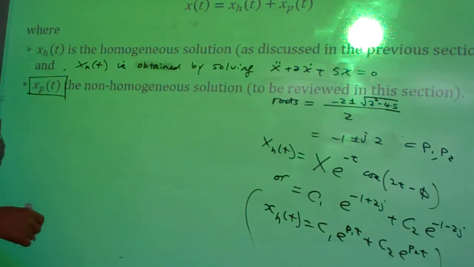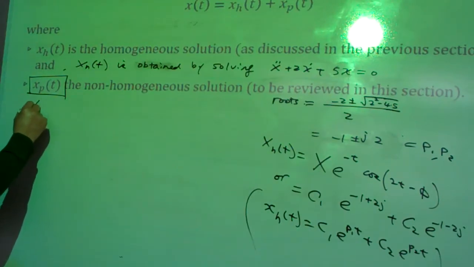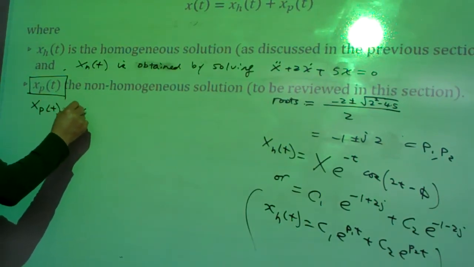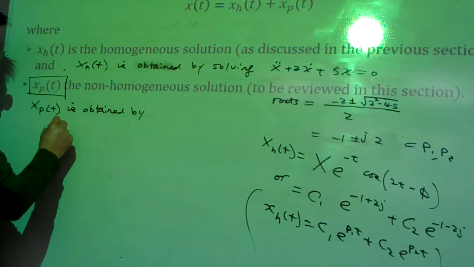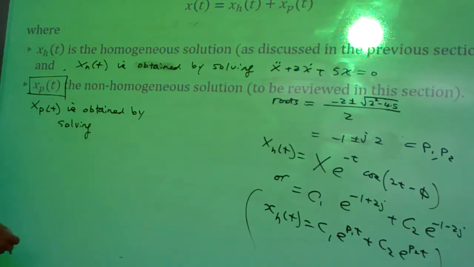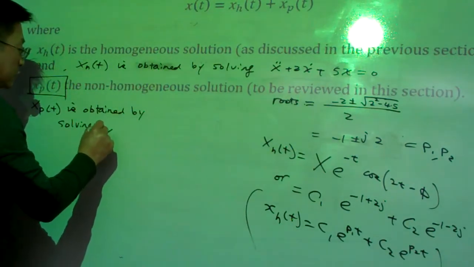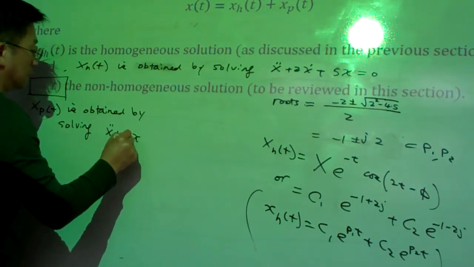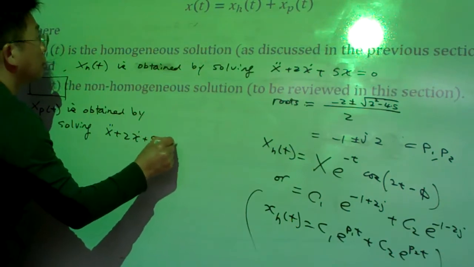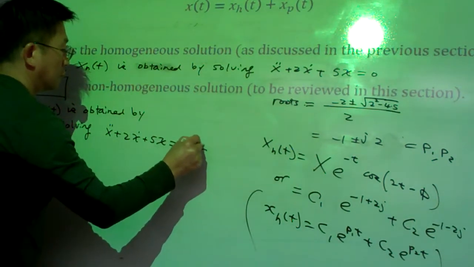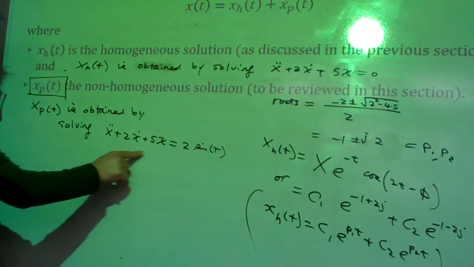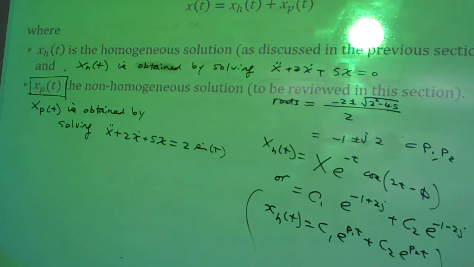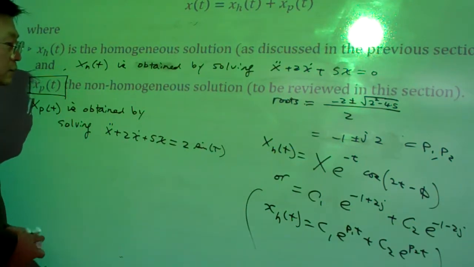And for this exercise, this one, x P, is obtained by solving the entire equation. x P of t must be the solution to satisfy this one.